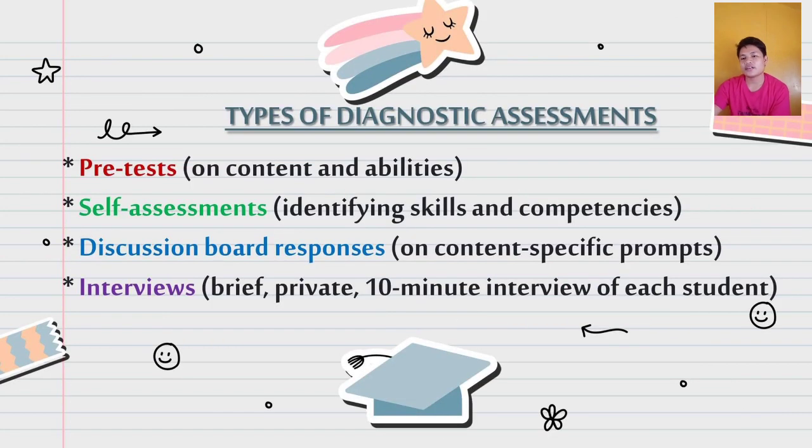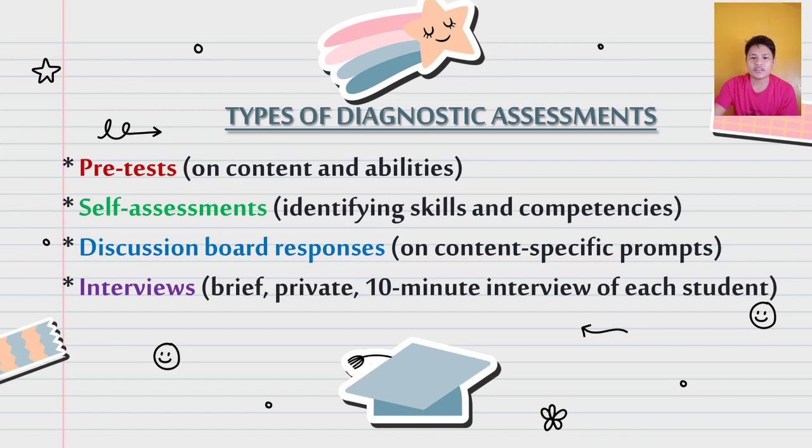Okay, these are examples of a diagnostic assessment. We have pre-tests on content and ability. It may be done through quizzes, 5-item or 10-item quizzes that focus on their abilities and their knowledge, or the information that they already know. Next, self-assessment, so identifying skills and competencies. You can ask them questions about their KWL. So what are those? What they already know, what they want to know, and what they already learned. It is a way of knowing what kind of knowledge and competency the students have already developed in this topic.